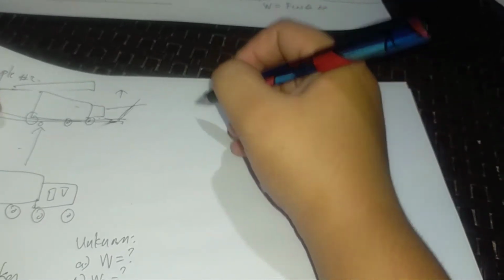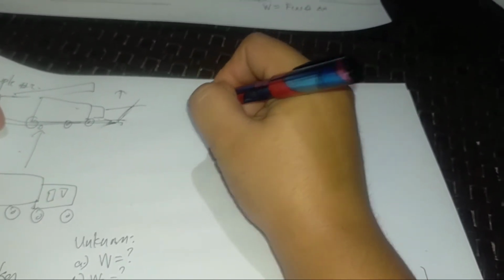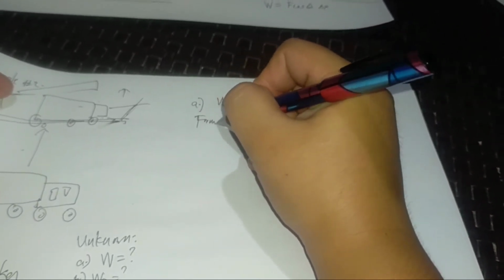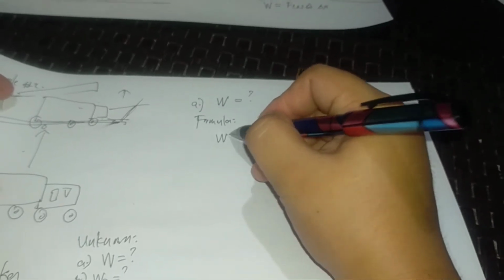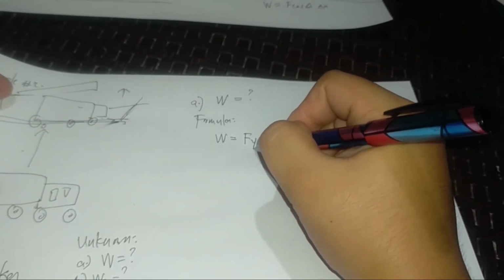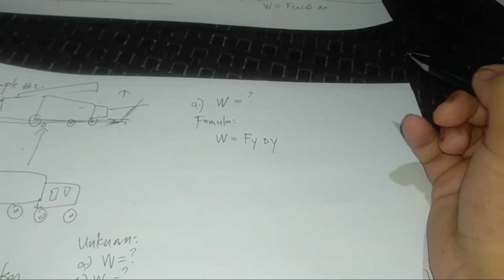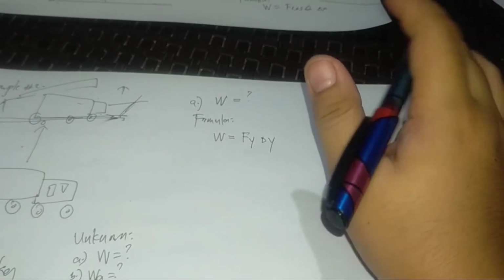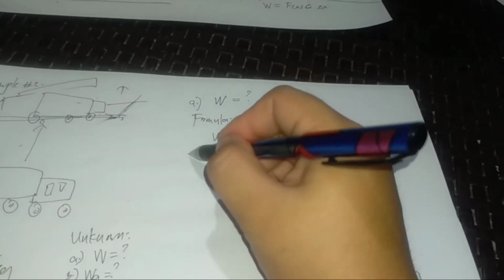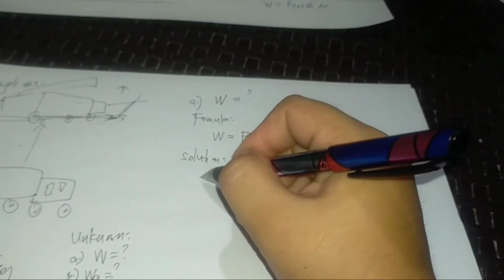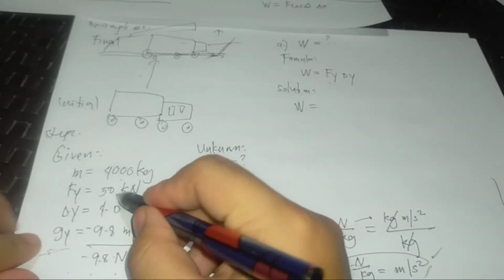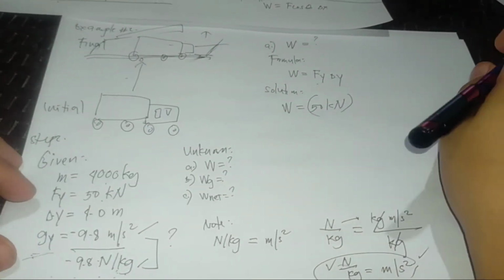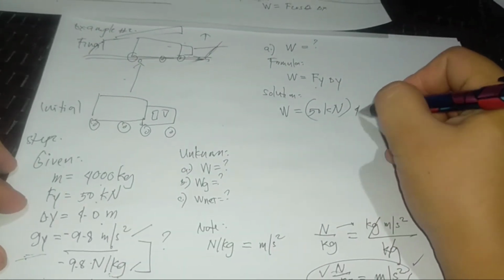First, let's solve for the work done. So letter A, W, our formula, we have W is equal to Fy delta Y. Okay, so why is there no angle? That is because it is just pulled upward. No angle is formed. Okay, so solution. So just substitute the values. Fy, we have that one, 50 kilonewton multiplied by delta Y is 4.0 meter.